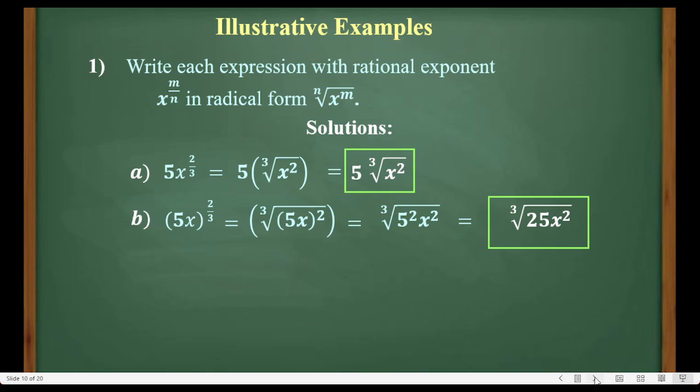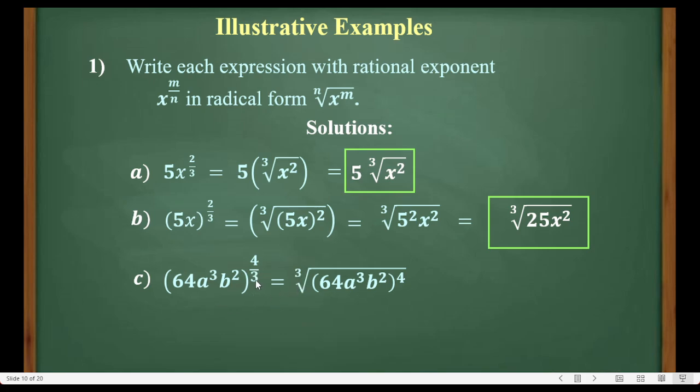Next, letter C. How about this one? Quantity 64a cubed b squared raised to 4/3. So basically, you apply the power of the product law here. Okay, not necessarily the power of the product law. So we transform this immediately to radical form. So this will become the cube root.